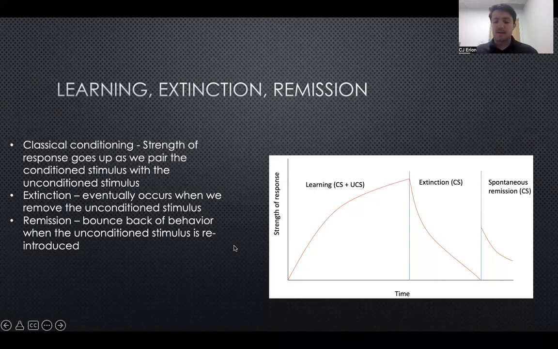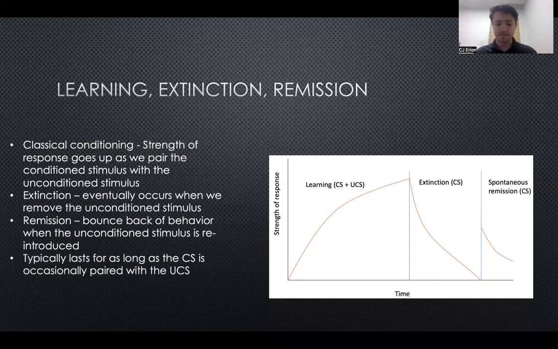But yeah, typically this learned association lasts for as long as the conditioned stimulus is occasionally again paired with the unconditioned stimulus. When that stops, that's when extinction occurs, and this learned behavior will start to decrease and eventually become extinct.